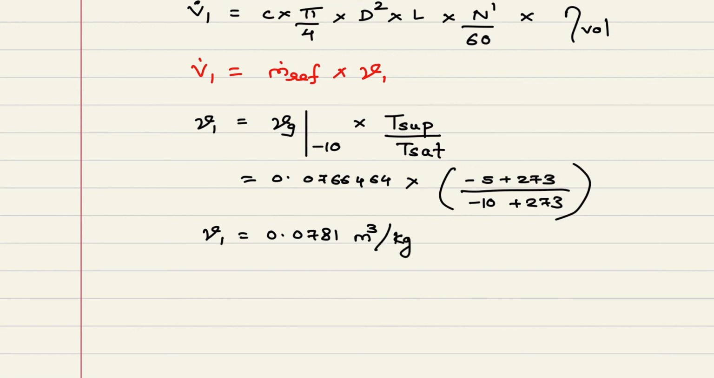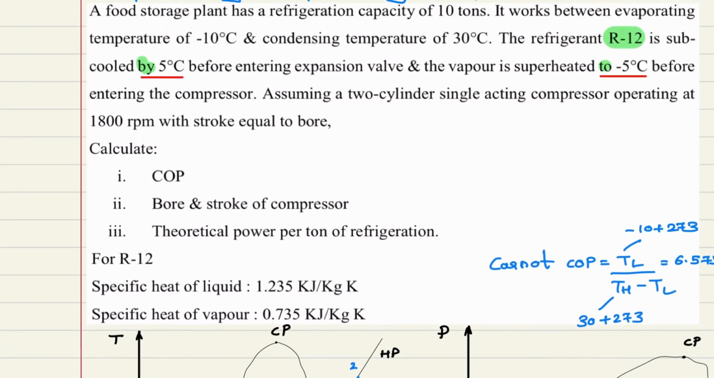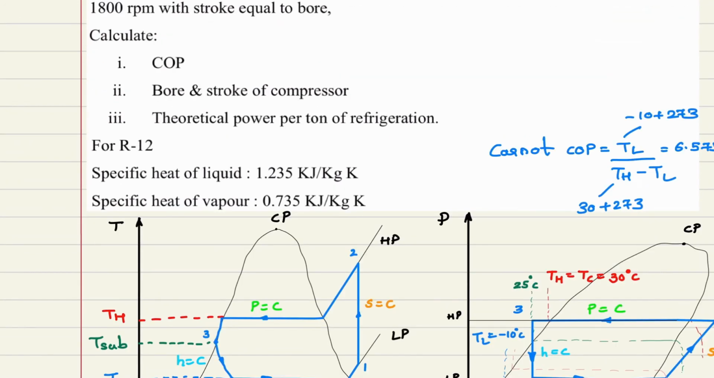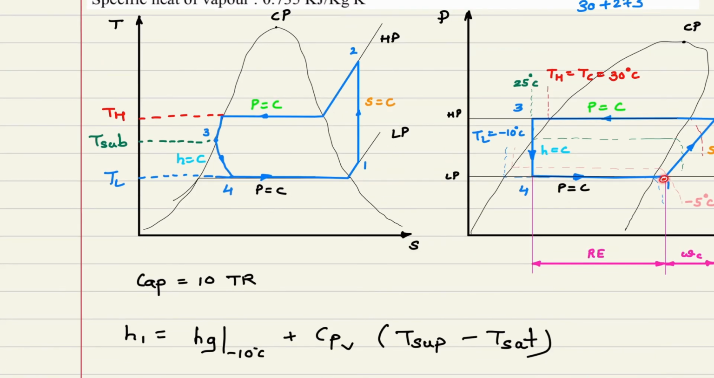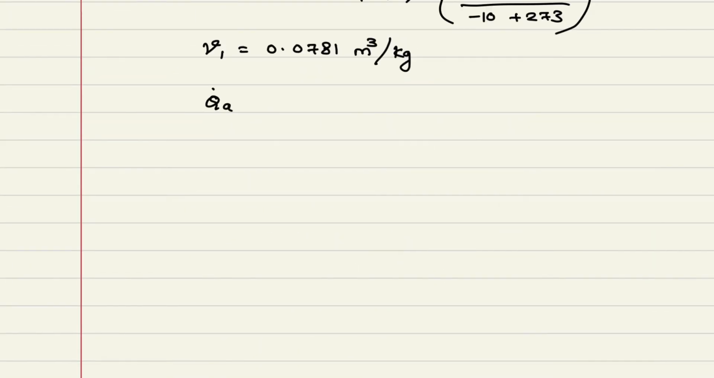Now we have to calculate the second part of this, the mass flow rate of refrigerant. How to calculate that? From the tonnage given in the question. What is the total ton given in the question? 10 TR. Where is this 10 TR absorbed? Where do we get this refrigerating effect? In the evaporator. So process 4-1 is heat absorption, Q dot A, which will be mass flow rate of refrigerant into H1 minus H4.